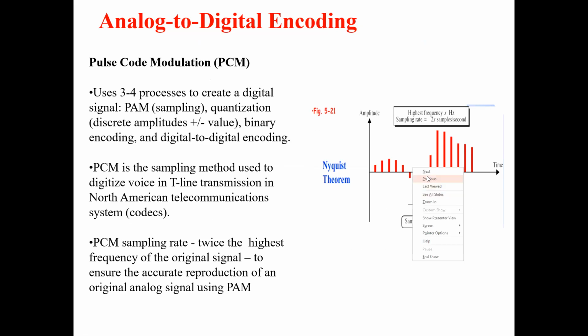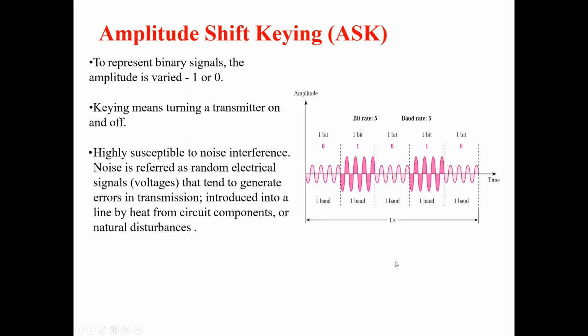Okay, for this there are different methods. Next slide. First is what? Amplitude shift keying, the ASK method. In this kind of encoding, abbreviated as ASK, we are doing digital to analog modulation. The amplitude of the analog signal is changed to represent the bits.